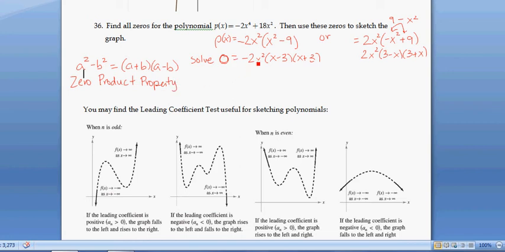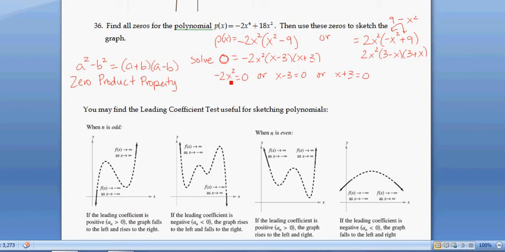It says that if I know I have the product of 3 different factors and the result is 0, it must be that either that first factor is equal to 0, or the second factor is equal to 0, or the third factor is equal to 0. And when I set each one of these factors equal to 0, I get 3 individual little equations to solve.